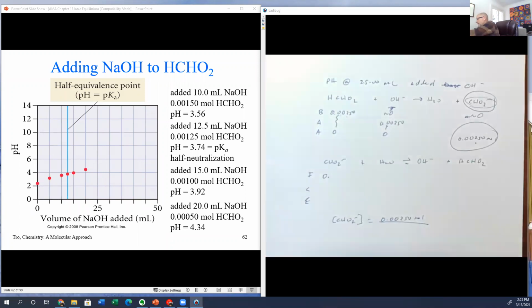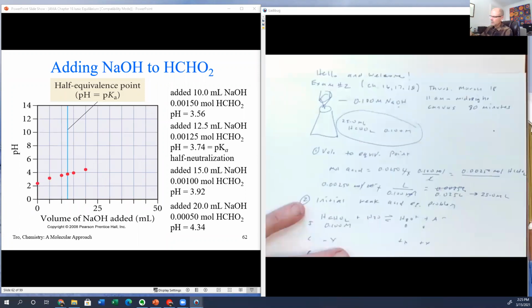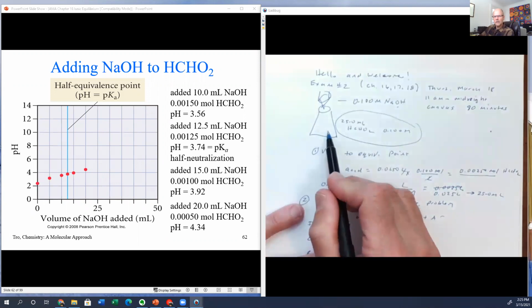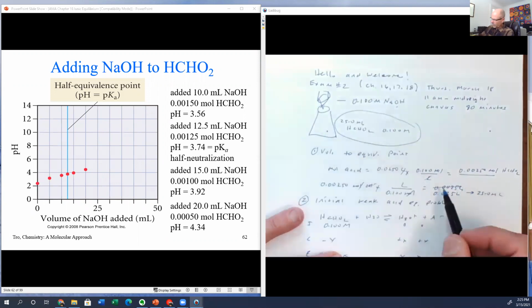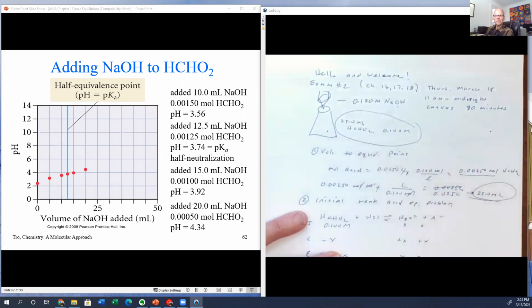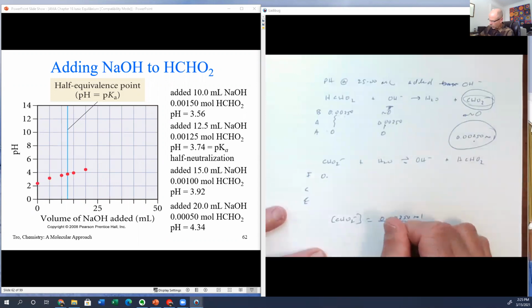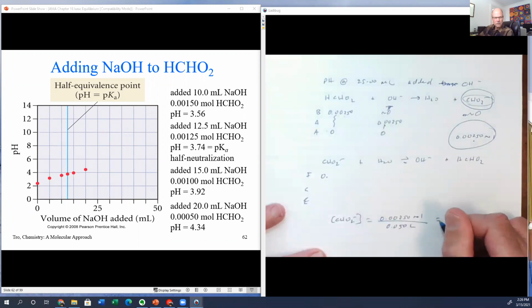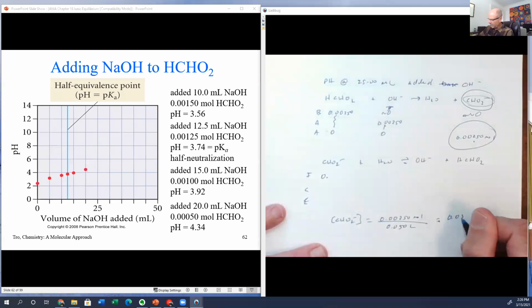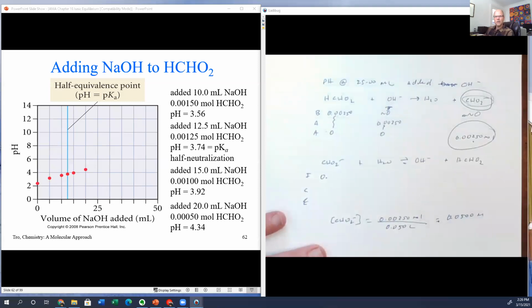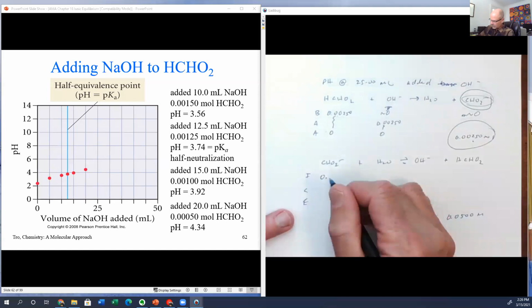Remember, we started out with 25 milliliters, right? But to get to the equivalence point, we added another 25 milliliters, right? So now the total volume is actually 50 milliliters or 0.050 liters, okay? So my concentration of CHO2 minus at this point is 0.0500 molar, all right? So that's what goes into this ICE table.